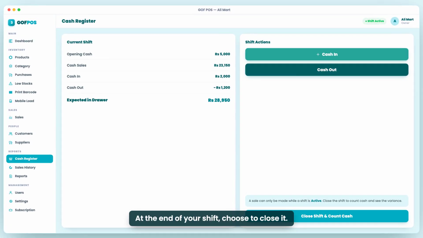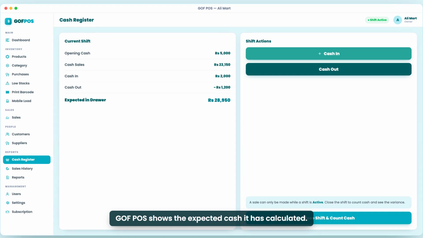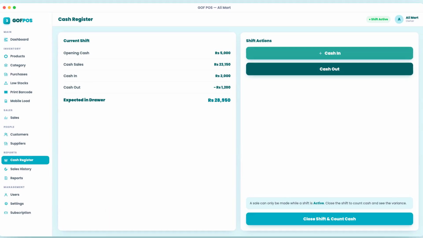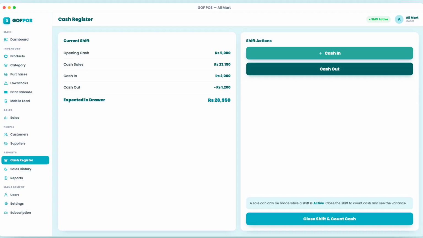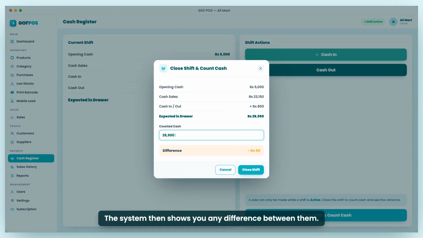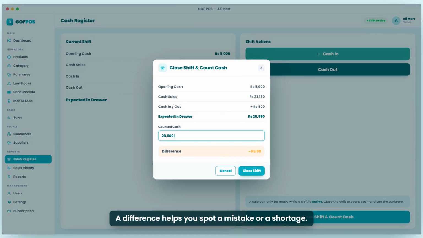At the end of your shift, choose to close it. GOF POS shows the expected cash it has calculated. Now count the actual cash in your drawer. Enter that counted amount to compare the two. The system then shows you any difference between them. A difference helps you spot a mistake or a shortage.